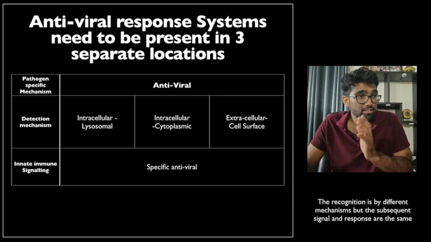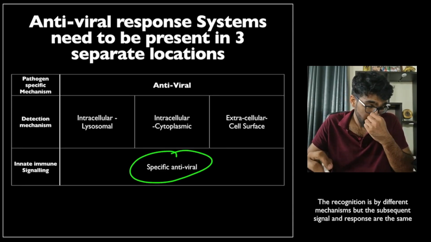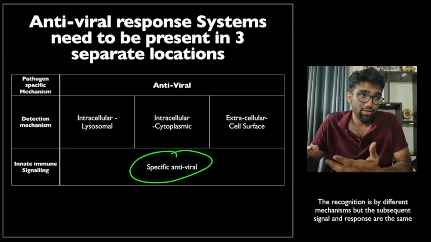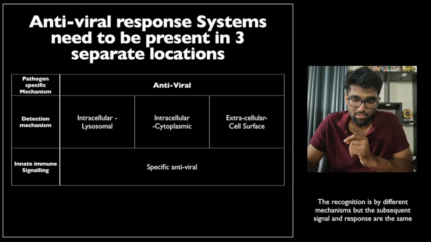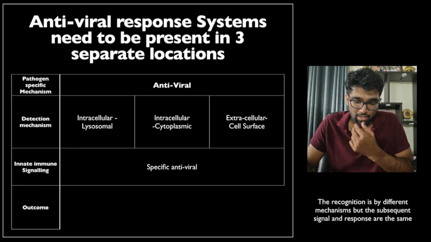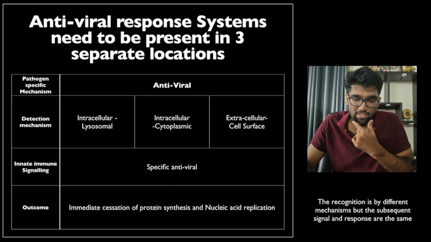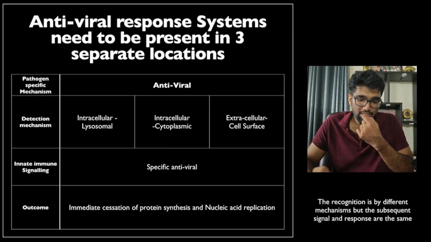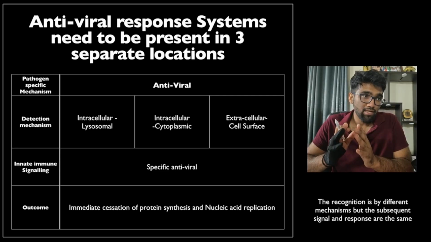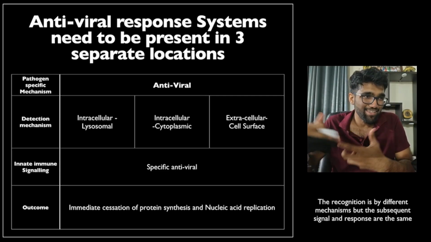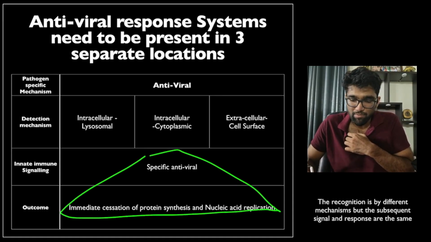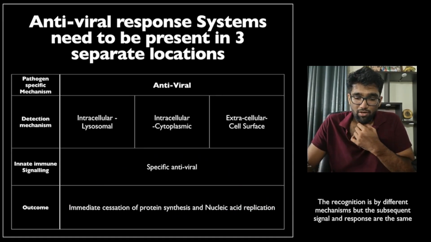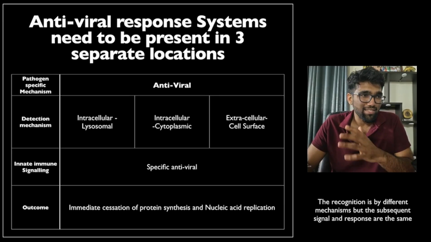The innate immune signaling response will be exactly the same, because regardless, it is still a virus. So the response is to shut down protein synthesis. And we'll see that even the molecular cascade that occurs is highly conserved between all three sites. The outcome is the immediate cessation of protein synthesis and nucleic acid proliferation. So the receptor location varies, but the subsequent signaling is very similar. We'll be clubbing these together when we discuss our subsequent functional topics on the immune system, and you'll understand how that makes it much easier to learn.